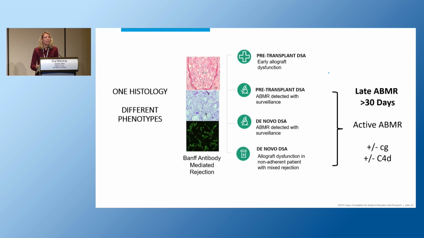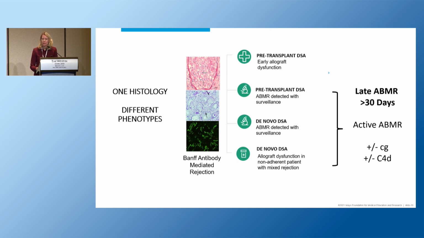And then you have these later forms. And these can occur in patients who have pre-transplant DSA. Maybe they missed out on that early point, but you've done surveillance and you see that they have some antibody-mediated rejection later, or you have patients with new antibodies or de novo antibody-mediated, de novo donor-specific antibody.